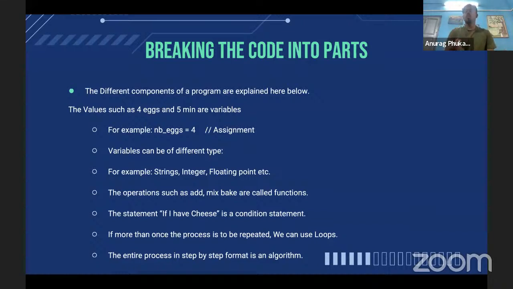Values such as 4 and 5, and you have to bake the egg for 5 minutes. So that 5 is a variable. This 4 is a variable. That means the number of eggs and the time for which you are going to cook the omelette are subject to change. Here, number of eggs is a variable that I have declared in this part. As you can see, nb eggs equals 4. That means the number 4 is being assigned to the variable nb eggs.